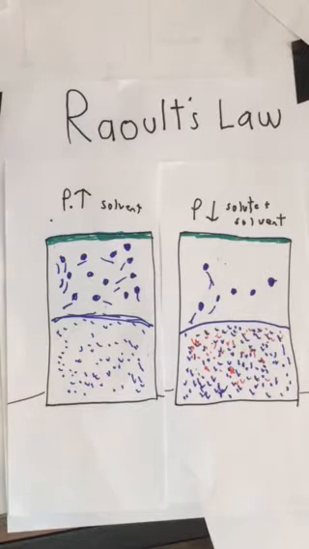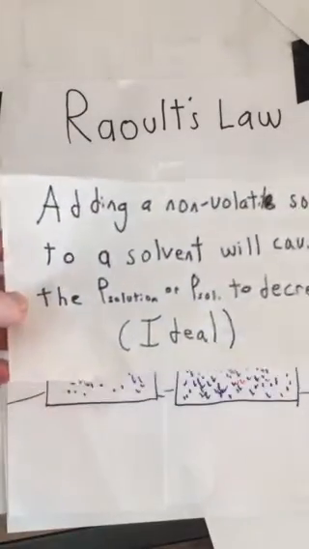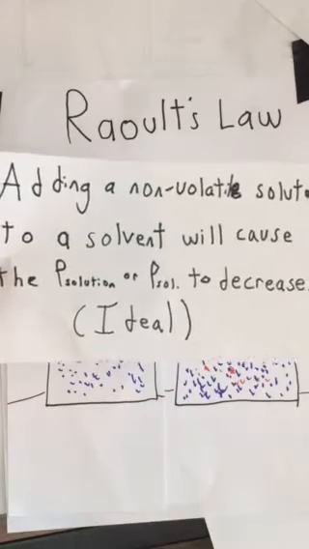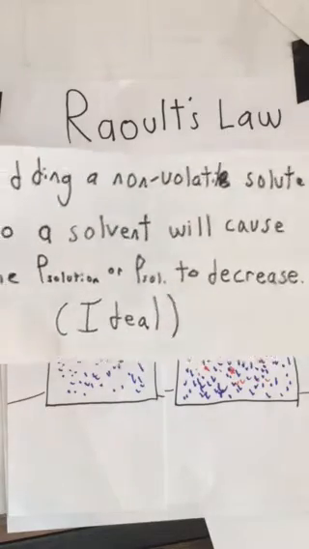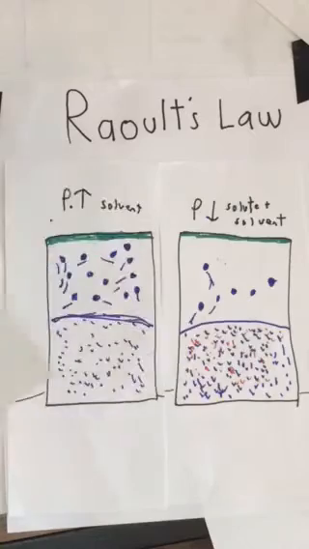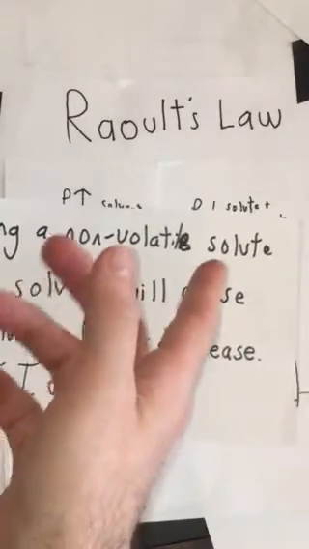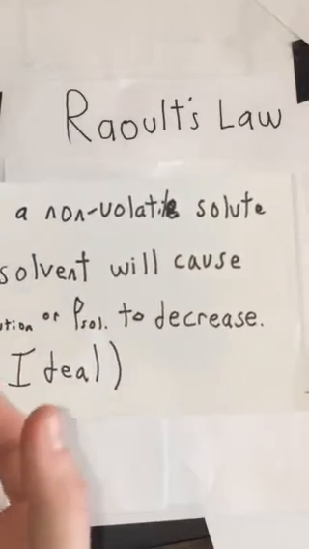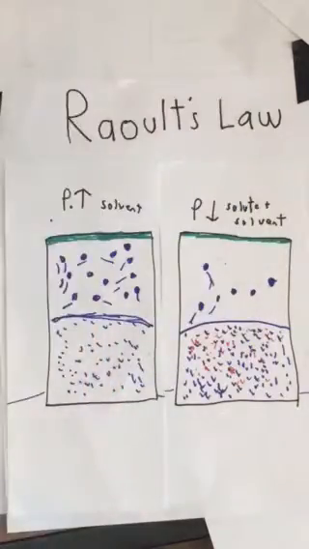Video 1 on Raoult's law. So what does Raoult's law say? These will be short, y'all, so here we go. Raoult's law says when you add a non-volatile solute to a solvent, it will cause the vapor pressure of the solution to decrease. And this is of an ideal solution. Non-volatile basically means that the solute's vapor pressure is 0, so when vapor pressure is 0, that means it will not evaporate. It will not vaporize.